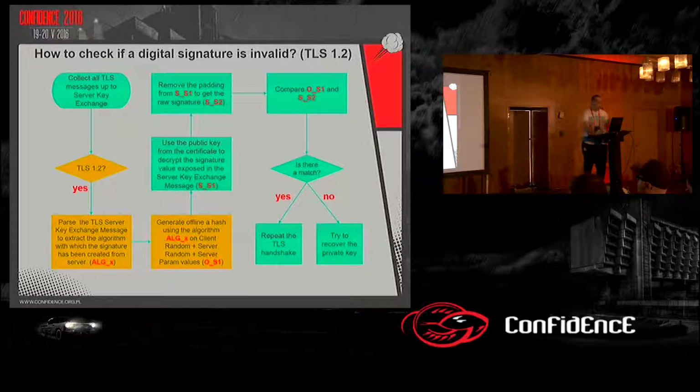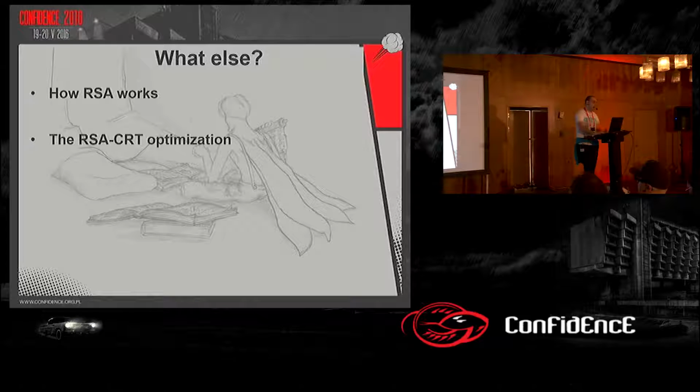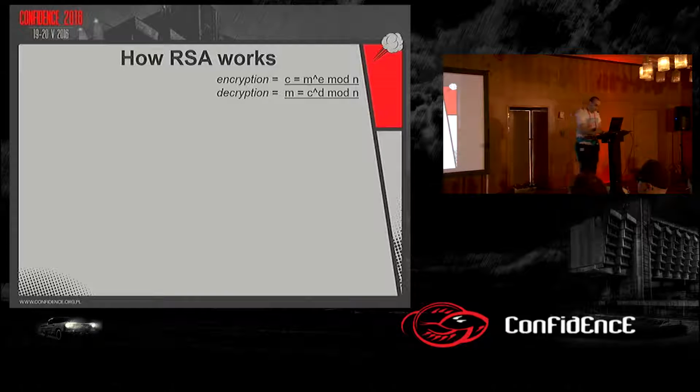So if we have a faulty digital signature, we can, of course, try to recover the private key. How? To understand this, we need to understand also how RSA works, what RSA-CRT is, and after that, I will be able to give you a demo. So, how does RSA work?